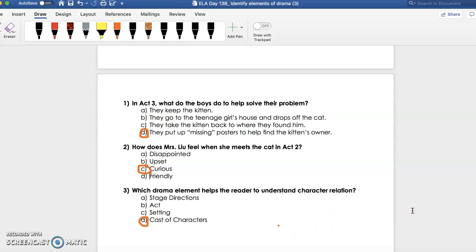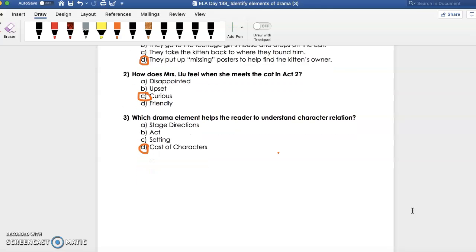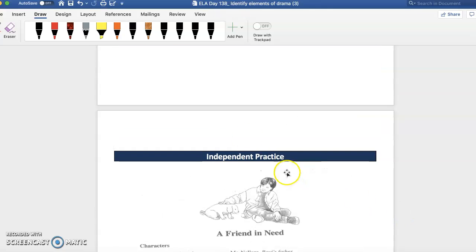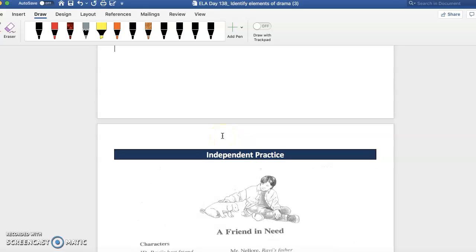Now is the time to go to your independent practice and practice before you do your exit ticket. It's very important that you do your independent practice first because these drama elements can be a little tricky, especially the difference between the act, the scene, and the stage directions, okay?